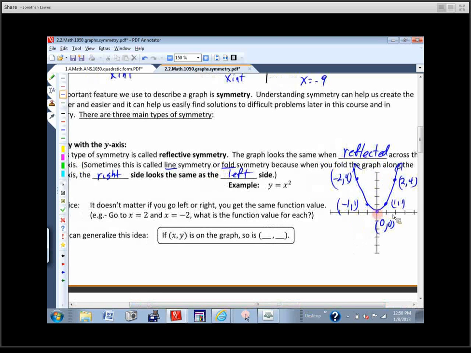Now, when we talk about the left and the right, what this means is it doesn't matter whether I go to the right 2, I get the same function value as if I went to the left 2. So I can go to positive 2, I get a function value of 4. I can go to negative 2, I still get a function value of 4. So it doesn't matter if I plug in a positive 2 or a negative 2, I still get a 4. What if I plug in a 3?